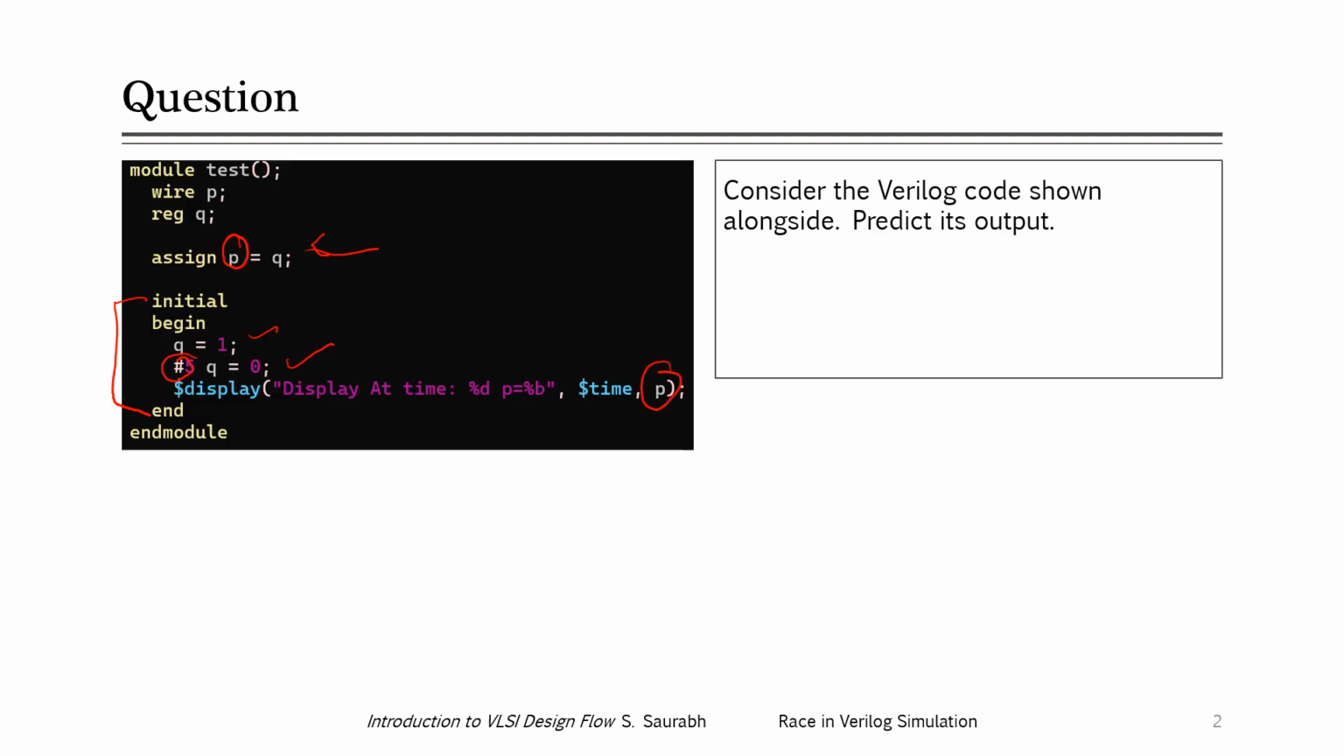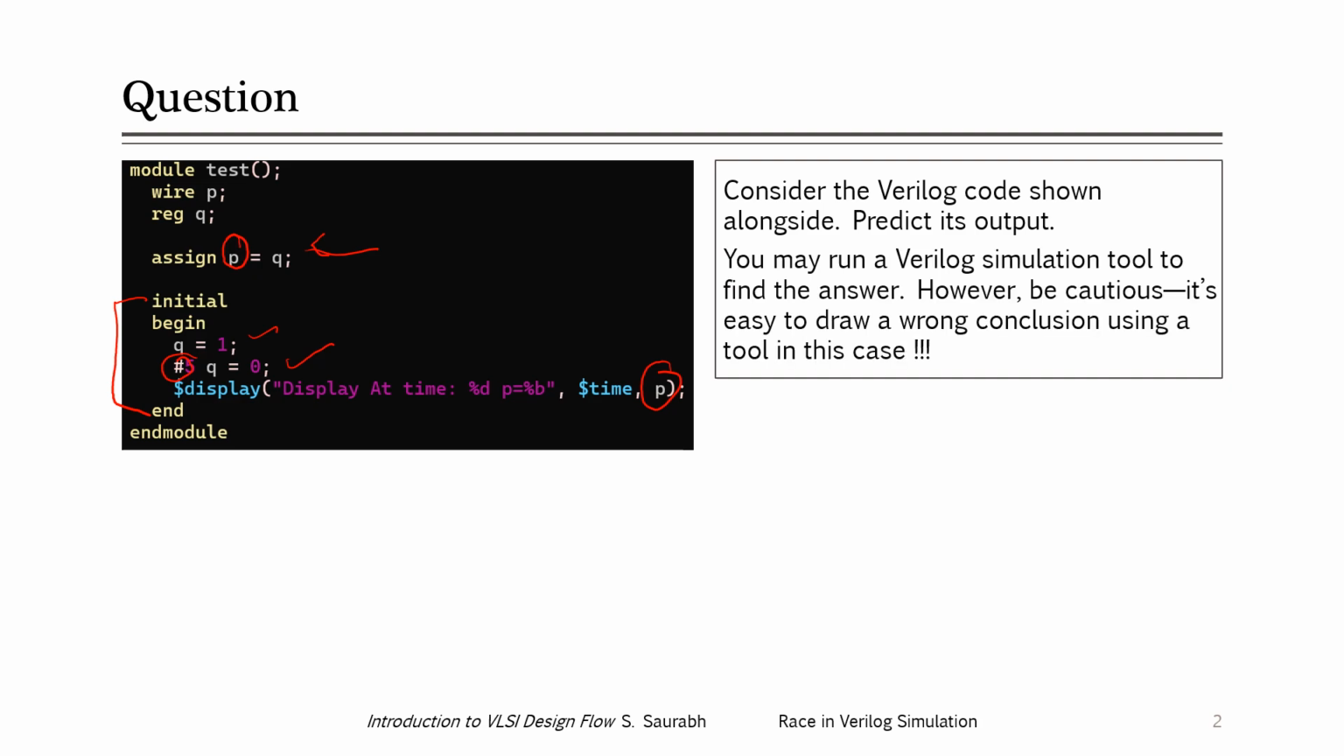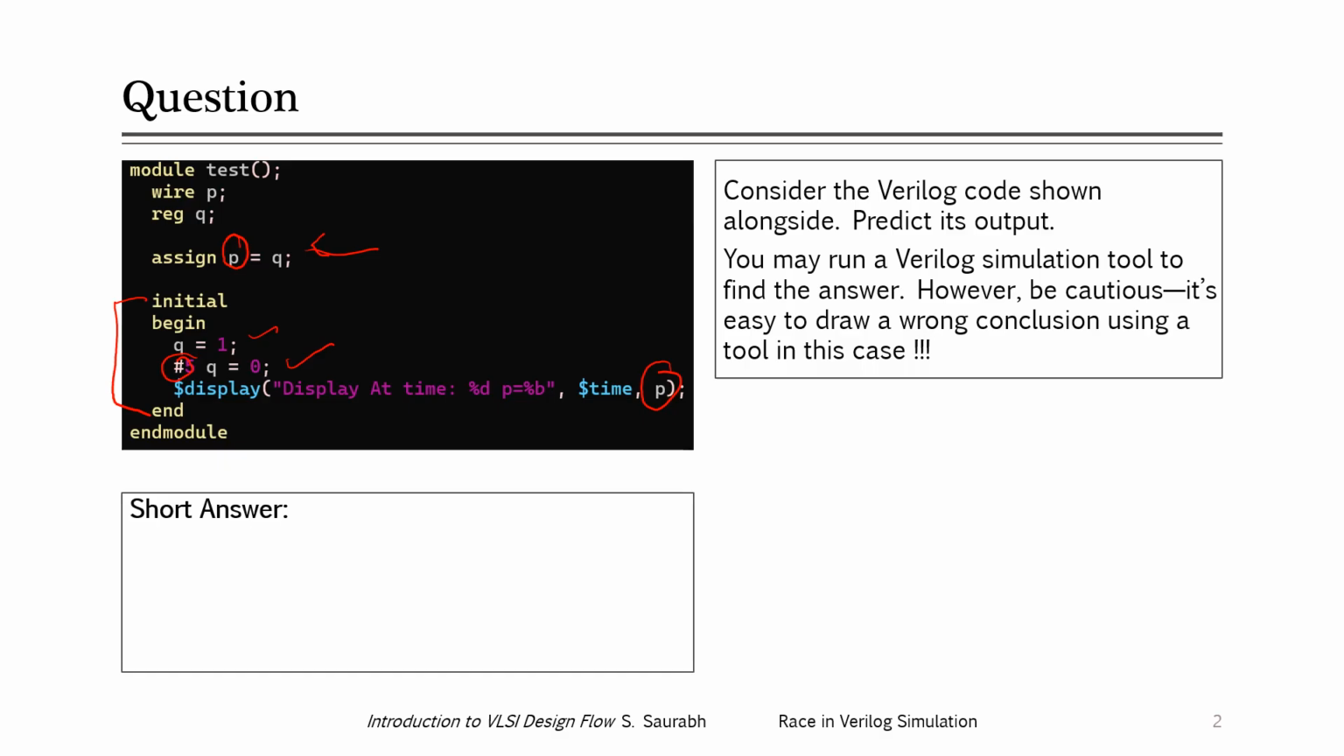If you have not seen this question, I suggest that you pause the video for some time and analyze this code and try to predict the answer. You may run a Verilog simulation tool also to find the answer, but the problem is that it is not easy to infer the correct output using the Verilog simulation tool also. So let me explain why, right? The short answer to this question is that in this code, there is a simulation race, right?